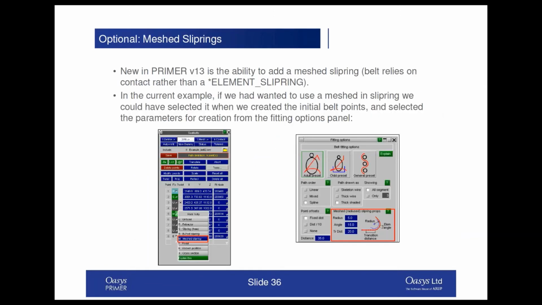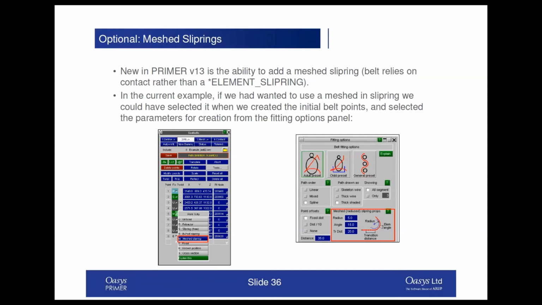So a little note about meshed in slip rings now. These were added in Primer version 13, and it's the ability to add a slip ring that relies on contact using shells or solids rather than a star element slip ring entity. So in the current example, if we had have wanted to use a meshed in slip ring, we could have selected it from the defined path submenu. So that's the M type, the mesh slip ring type.